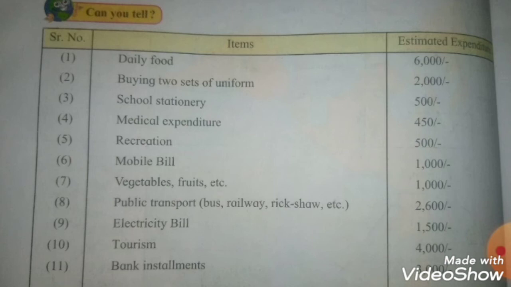Okay, so we can count here 1000 rupees. Tourism, 4000 rupees. So I think there is no need to pay 4000, because we don't go every month. Maybe suppose we only say 1000 here, because every month we don't go for a picnic or for a trip.